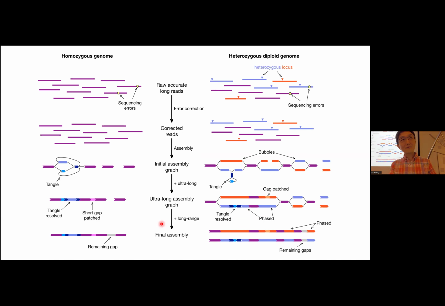And the left shows the homozygous genome. And here, the heterozygous genome is similar and still follows the same procedure. The main difference is that the graph already looks different. So the heuristics may be different, but the theory is about the same.